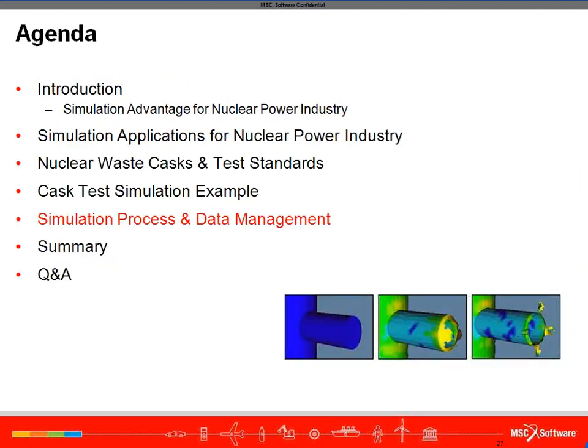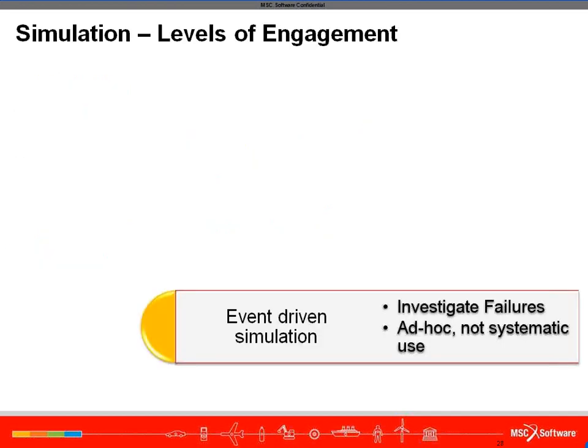At this time, I would like to talk about another but very important aspect of simulation process, namely the data and process management. Let us first start with a question. How is simulation generally used within engineering departments?